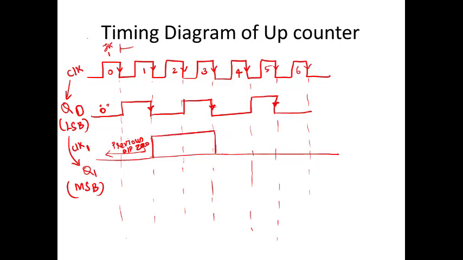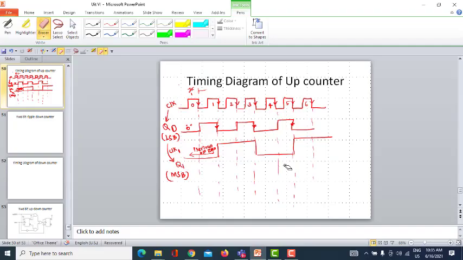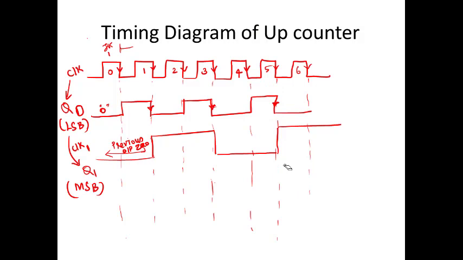Okay. Till your next state, you will be having 1. And till your next state, you will be having 0. Okay. It will be like this. So this is how your ripple counter will act. So as I said, this is going to be your MSB. So it will be Q1 and Q0. So this is MSB and this is LSB.